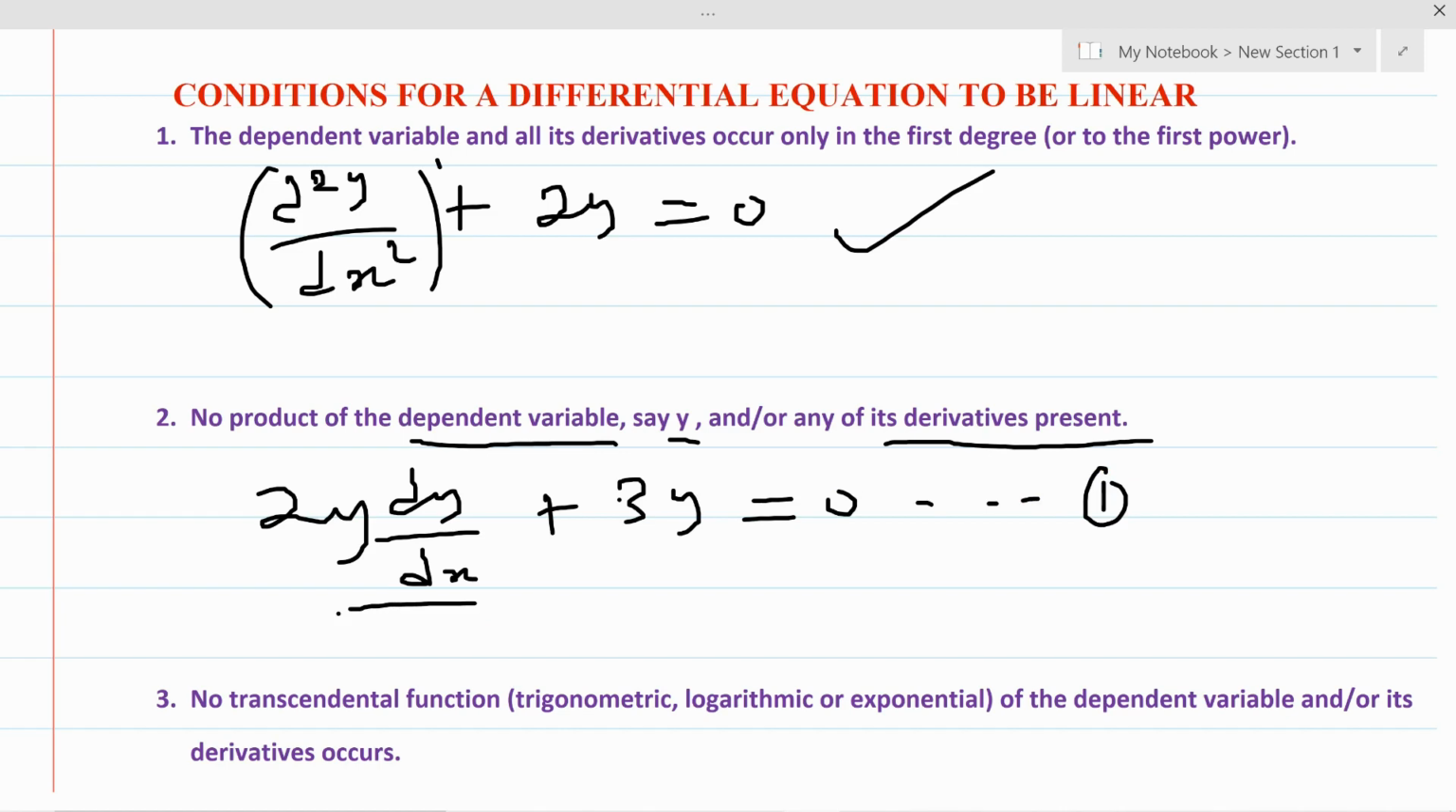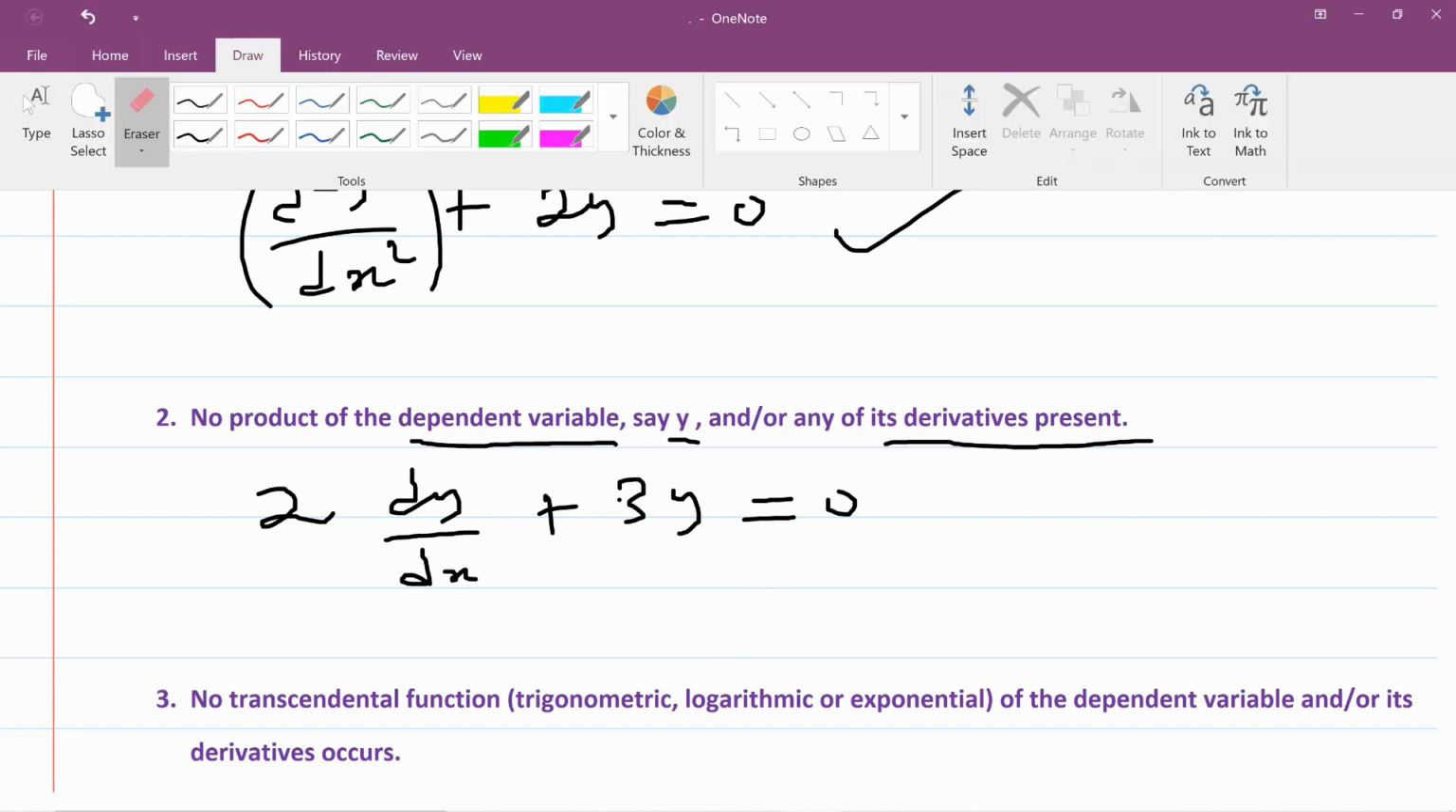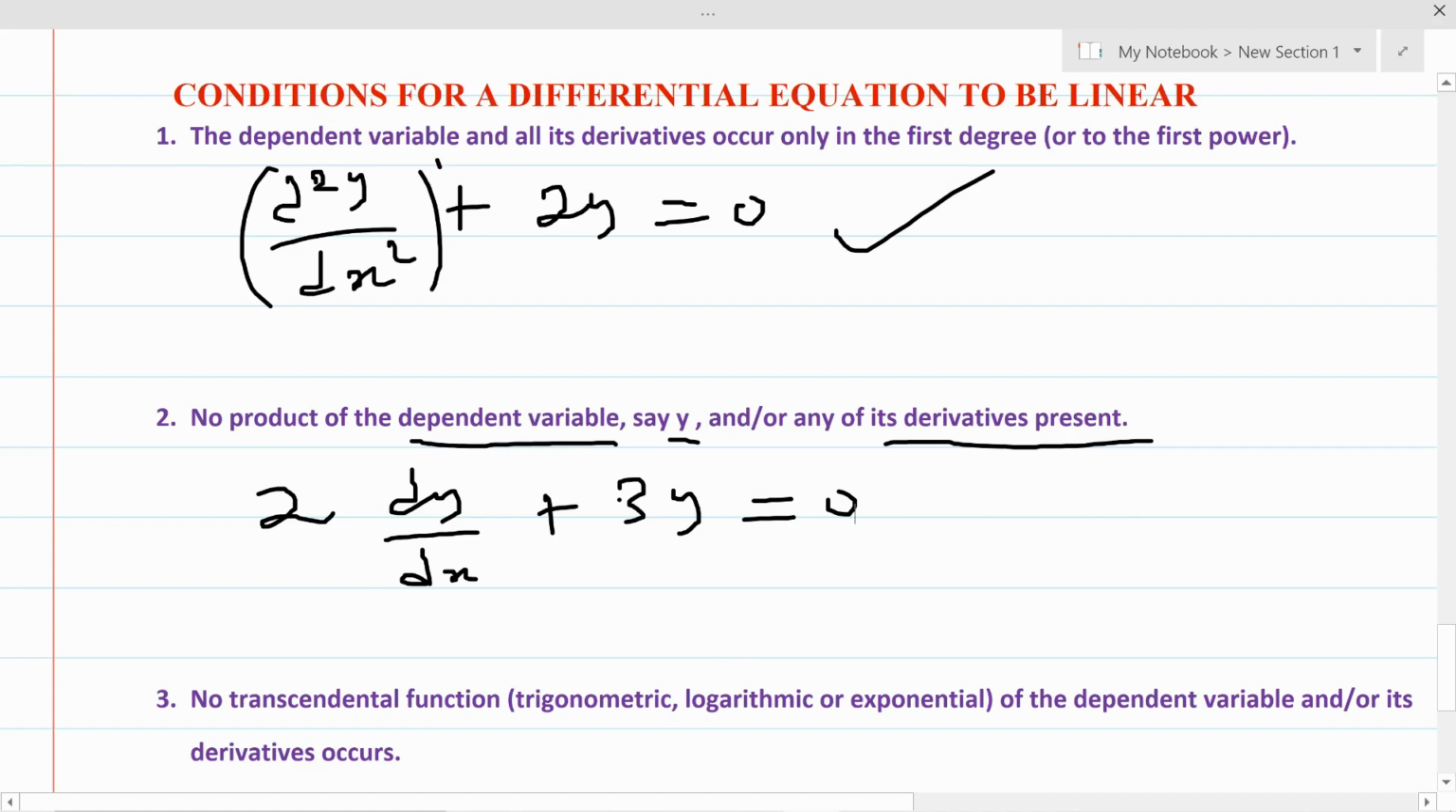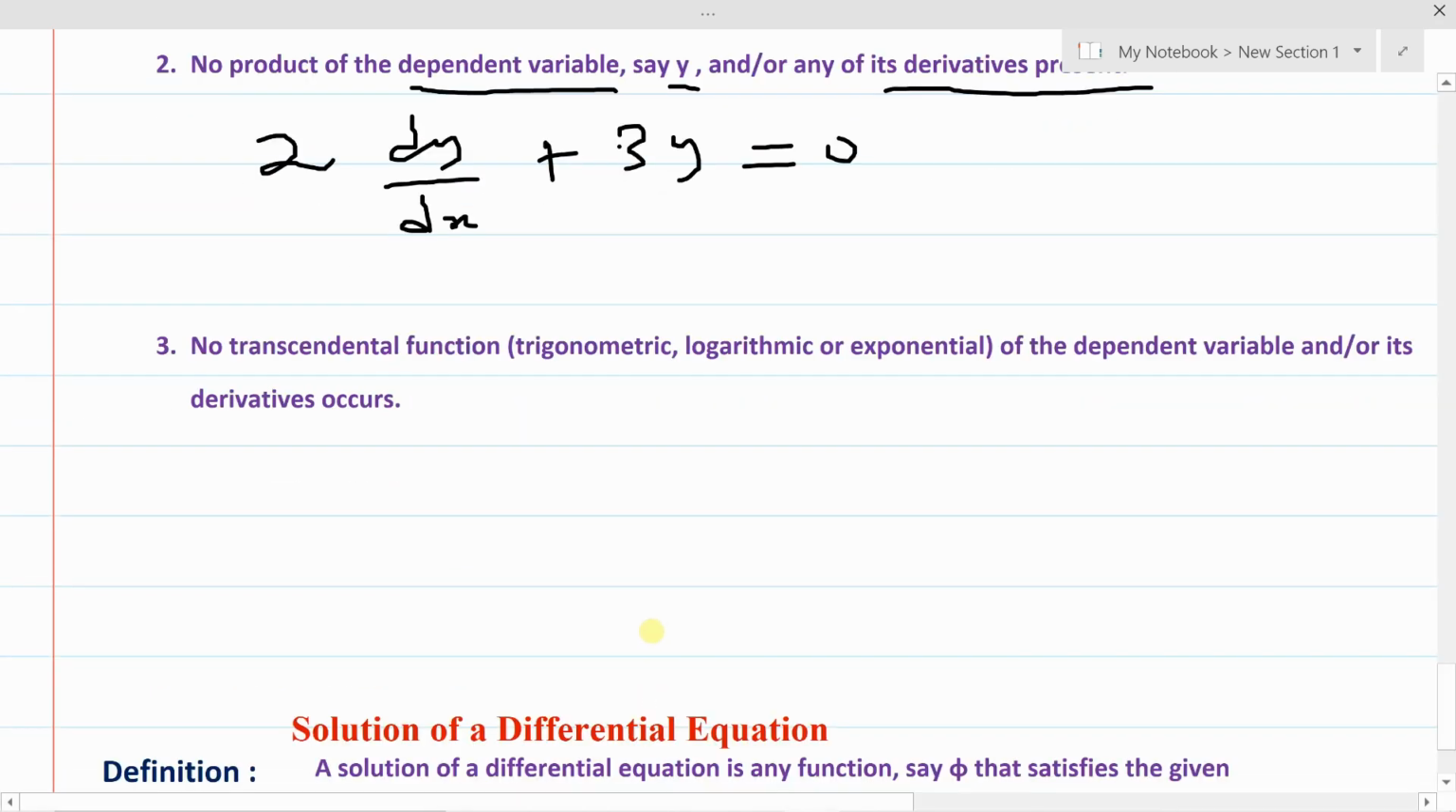In equation 1, we have a product of the dependent variable y and its derivatives, and this is why this is not a linear differential equation. For this to be a linear differential equation, there shouldn't be any y here. I hope you get it. And now this whole thing becomes a linear differential equation. I hope this is okay. So let's continue. The third condition: no transcendental function, that is, trigonometric, logarithmic, or exponential, of the dependent variable and or its derivatives occurs.